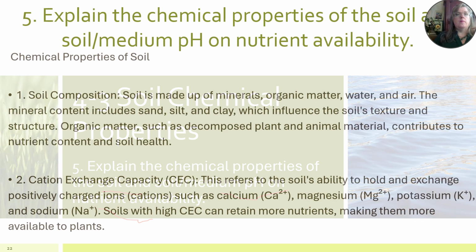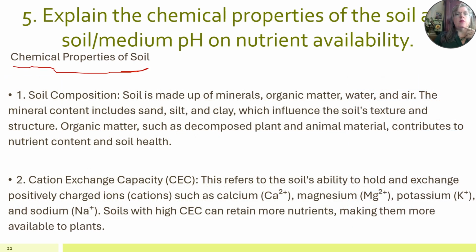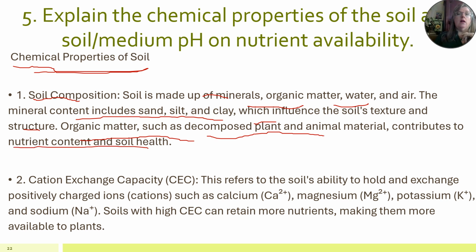All right, so under the chemical properties of the soil, we have the soil composition. It's made up of minerals and organic matter, water and air. The mineral content includes silt, sand, and clay. Remember, we learned about these in one of the previous lessons. Sand, silt, or clay, which influence the soil's texture and structure. And then we have organic matter, like the decomposed plant and animal material, which contributes to the nutrient health and soil health. All of those go together to give us our soil's composition.